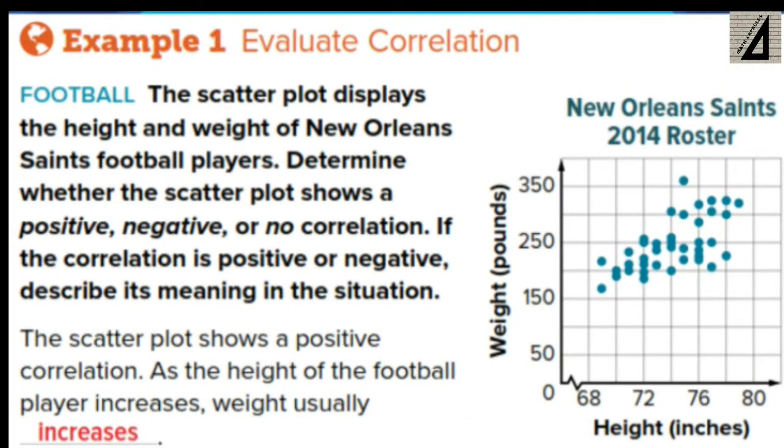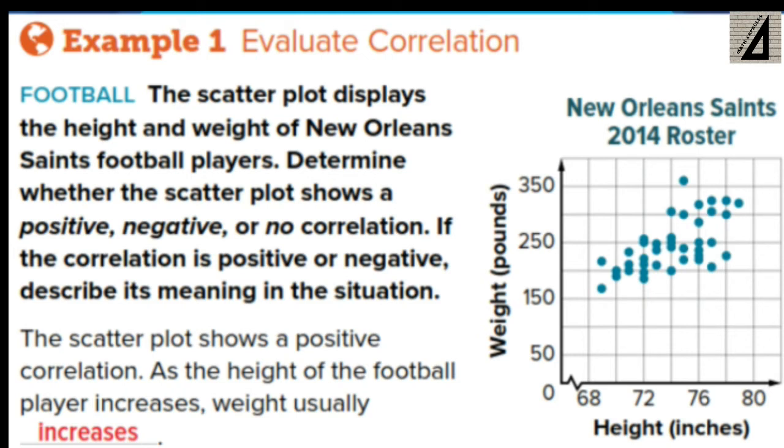Here's an example. The scatter plot displays the height and weight of New Orleans Saints football players. In the graph, between the height and the weight of the players, determine whether the scatter plot shows a positive, negative, or no correlation. If the correlation is positive or negative, describe its meaning in the situation.